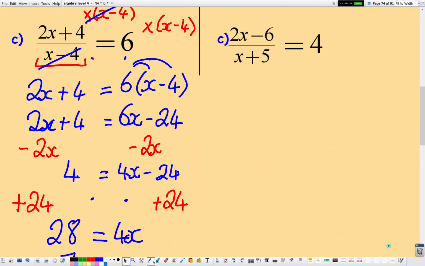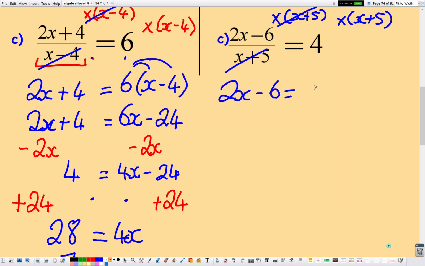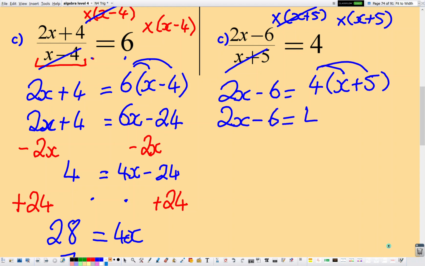Right, okay. 2x minus 6 over x plus 5 equals 4. First thing we're going to do is then multiply by the denominator. So the denominator is x plus 5. So we're going to multiply every term by the denominator. This is just one term. This whole thing is one term, so we only need to multiply it once. That goes with that. I've got 2x minus 6 equal to 4 bracket x plus 5. 2x minus 6 stays where it is just now. I'm going to expand that bracket. 4x plus 20.